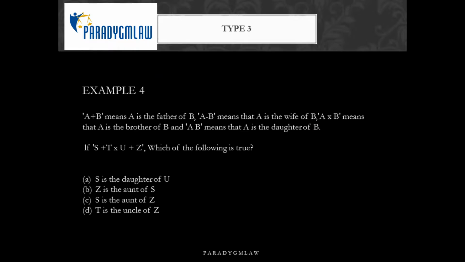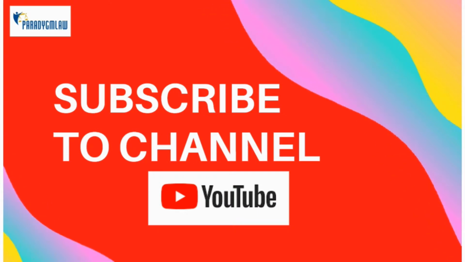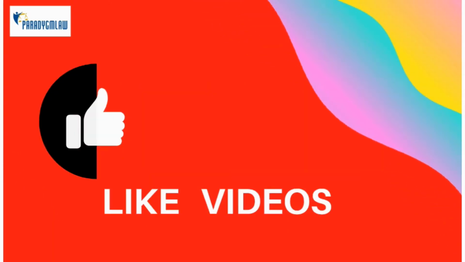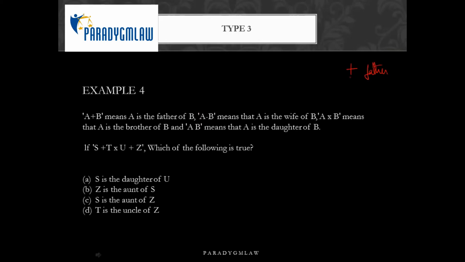Type 3, we have symbols. Okay. Now here, this is very interesting. What they do is they give you certain symbols. So plus means father. Now whose father? Because we know there are two-way relationships, right? So here, whatever comes on the left, if it is A plus B, that means A is the father of B. B's gender is not known. A's gender is known. Is this clear?